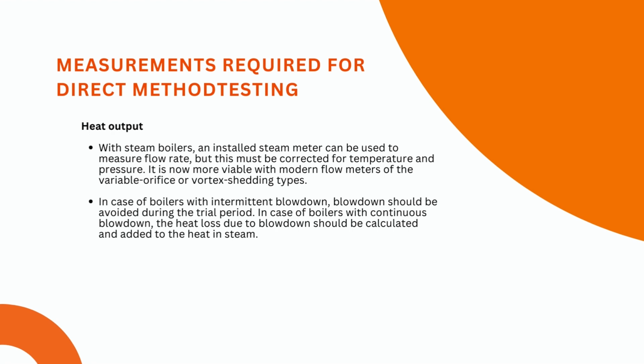In case of boilers with intermittent blowdown, blowdown should be avoided during the trial period. In case of boilers with continuous blowdown, the heat loss due to blowdown should be calculated and added to the heat in steam. Let us take an example.